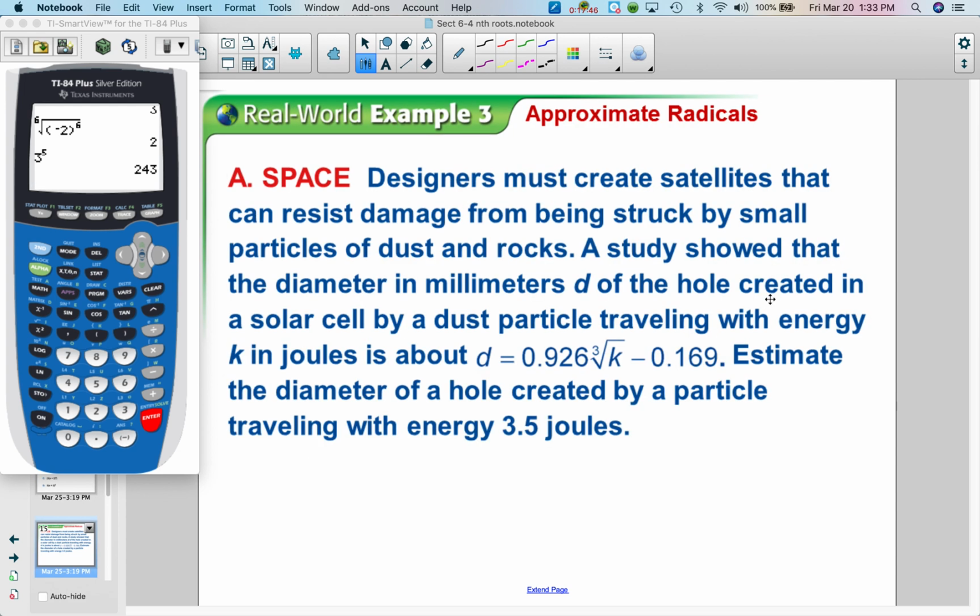All right, word problem. Designers must create satellites that can resist damage from being struck by small particles of dust and rocks. A study showed that the diameter in millimeters, d, of the hole created in a solar cell by a dust particle traveling with energy k in joules is about d equals 0.926 cube root of k minus 0.169. Estimate the diameter of a hole created by a particle traveling with energy 3.5 joules.